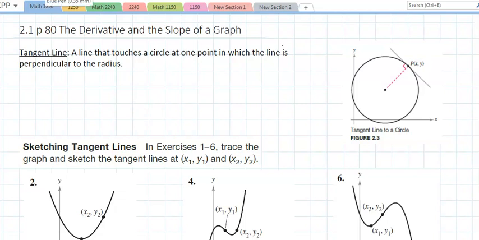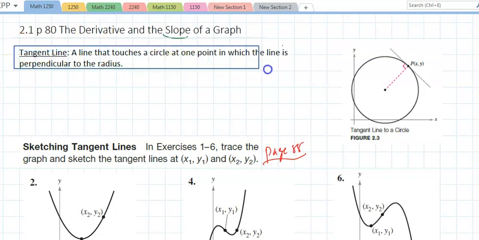Section 2.1 is on page 80, talks about the derivative and the slope of a graph. Now, derivative is coming up. We want to start with the slope of a graph, and we want to start with the definition of what a tangent line is. A tangent line is something that we will need to use all throughout this course from now on.